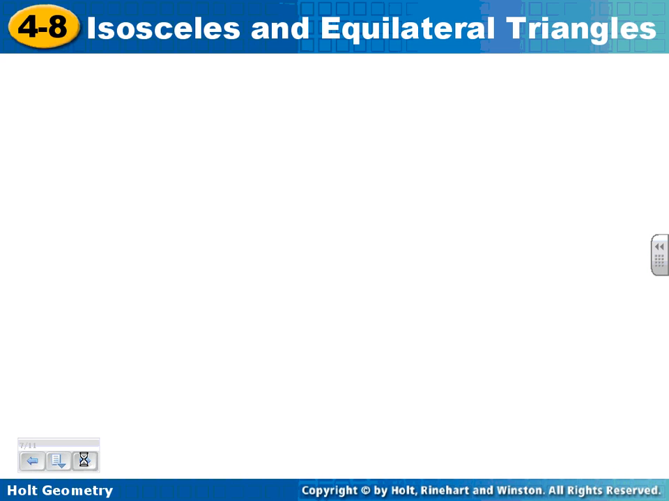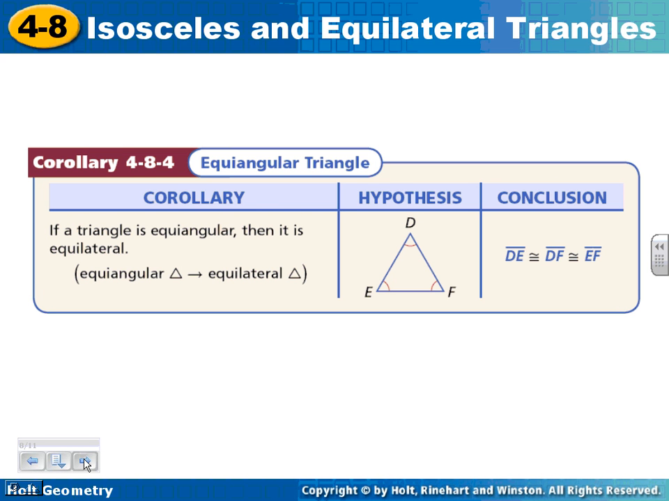On the next slide, we just say that the other way around. The next slide says if it's equiangular, then it's equilateral. In other words, say it the other way around. If all three angles are congruent, then we can assume that all three sides would also be congruent. That's for equilateral and equiangular.